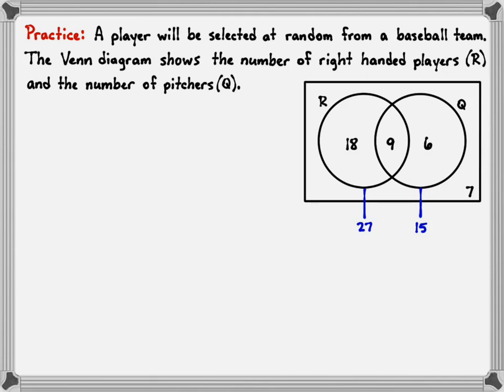And then remember, we have one more number, and that is the total of the Venn diagram. So we're going to add up the 18, the 9, the 6, and the 7, and we get 30. So there's a total of 30 players all together here.